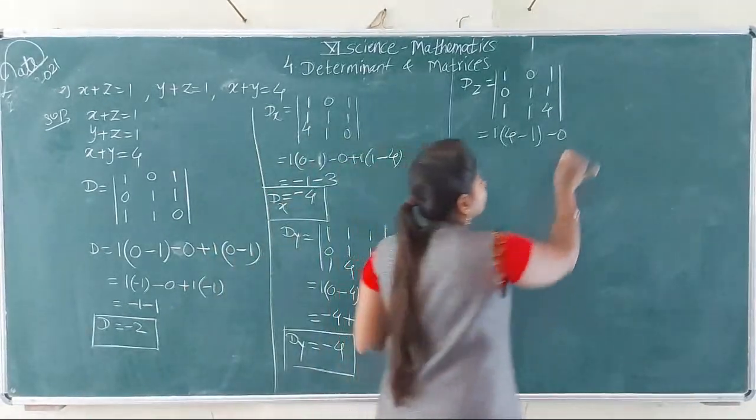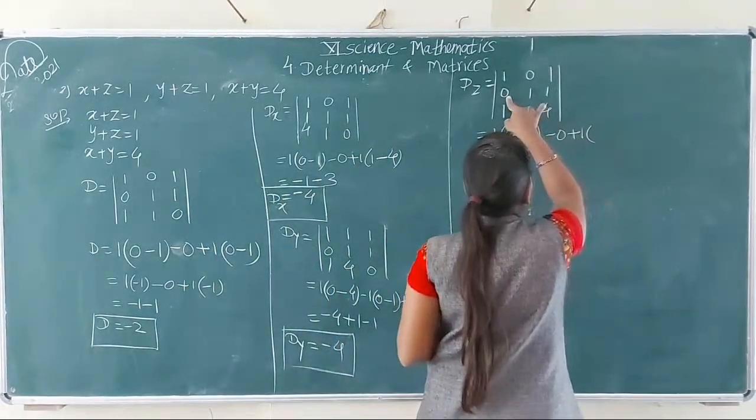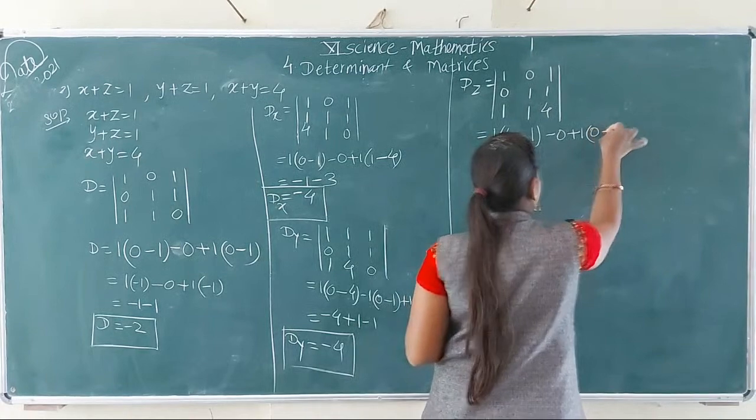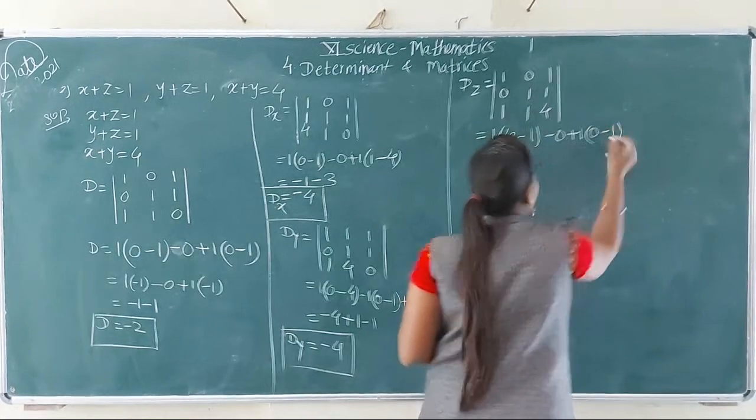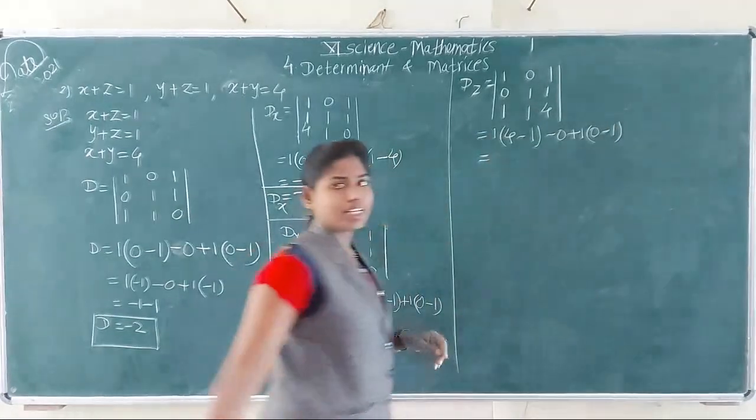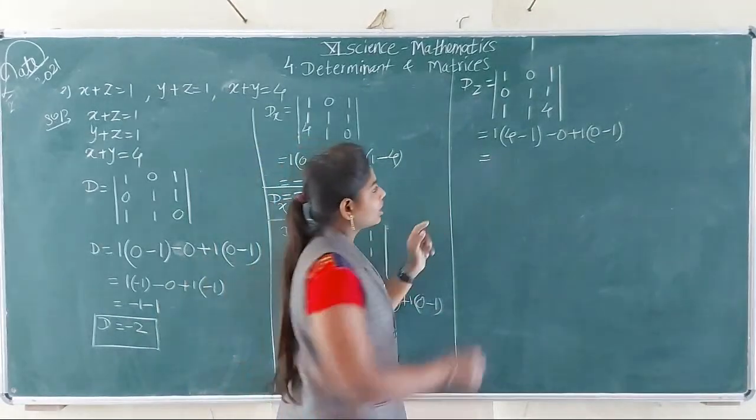Then next plus 1 into 0 into 1 is 0. 1 into 1 is 1. That is 4 minus 1 is 3. 3 into 1 is 3.